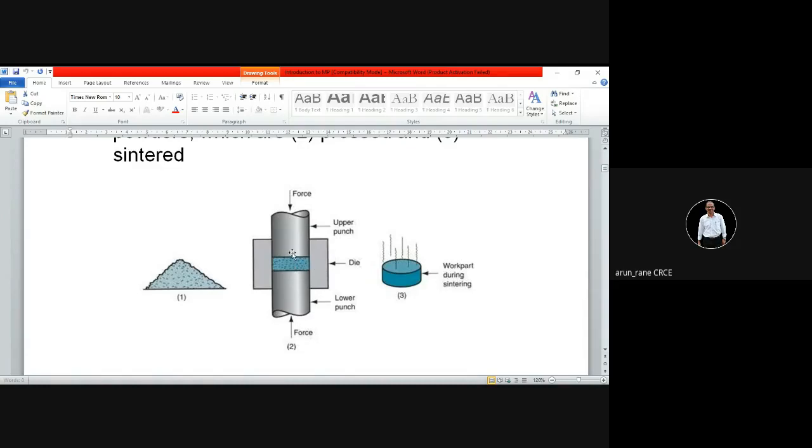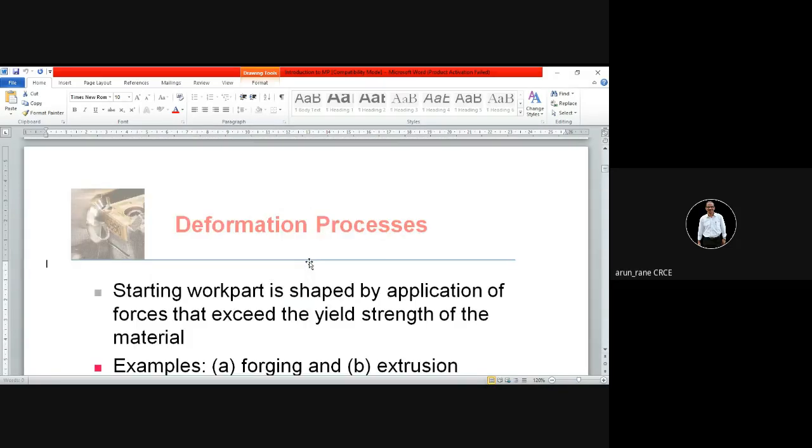Even the punch is given the shape. On the punches, the shape is cut like this. That is called the concavity. Whatever shape is cut on the upper punch and lower punch, that shape appears on the tablet. So you will get an oval kind of shape here if the punch has ovality. So this is your powder metallurgy mechanism.